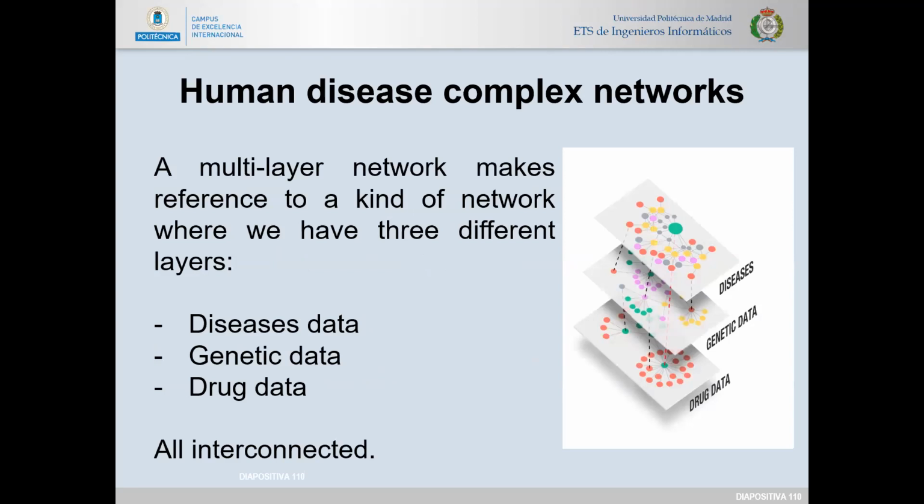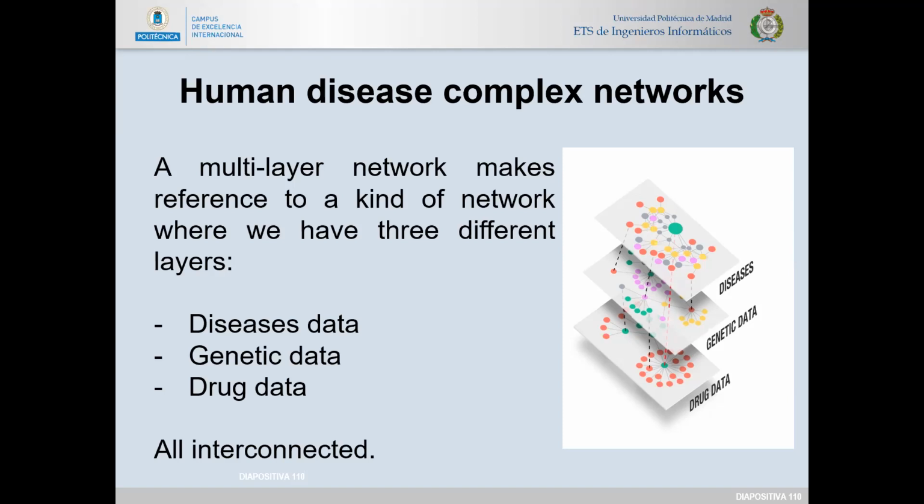So what we propose in our project is this net, and I will explain more later. It's to create a multi-layer network, which refers to a kind of network where we have, in this case, three different types of layers. In the first one, what is called the disease data, we refer to the phenotypic data, that are the symptoms or signs, laboratory procedures, laboratory tests, etc., that define a disease.